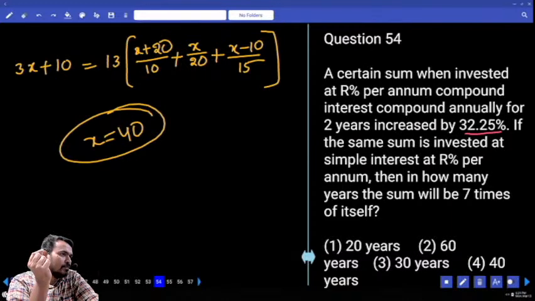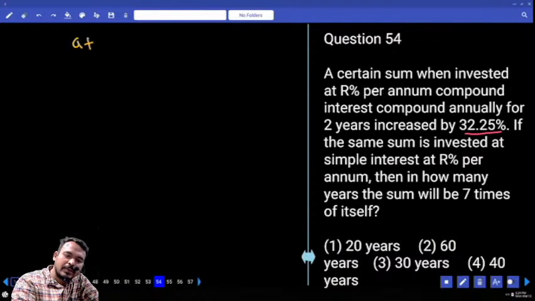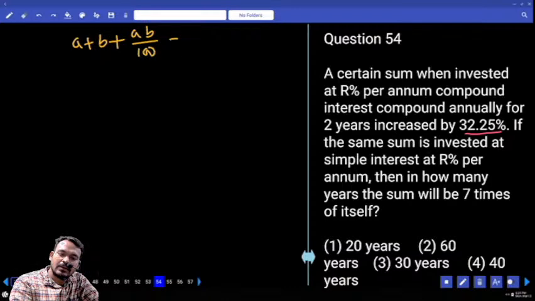15%, 15%, 2 years means A plus B plus AB by 100, or not? 15 plus 15, 30. 15 into 15 by 100, 2.25. Yes or no? What is the 2 years compound interest? A plus B plus AB by 100. That is equal to how much?